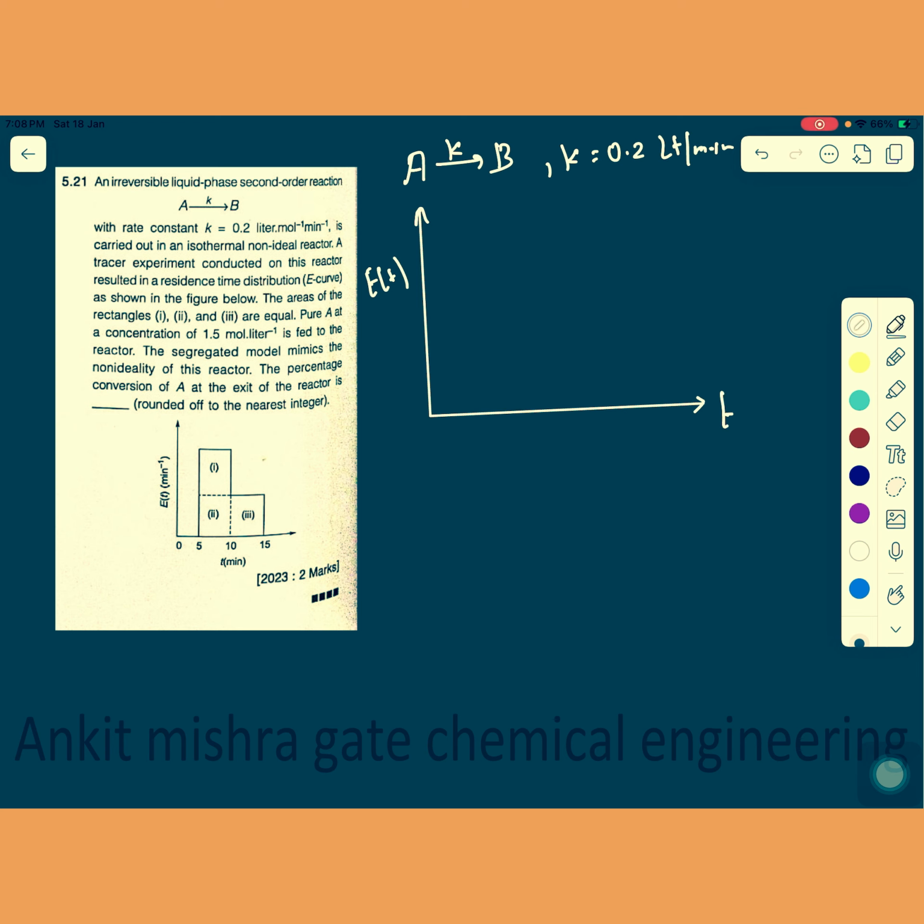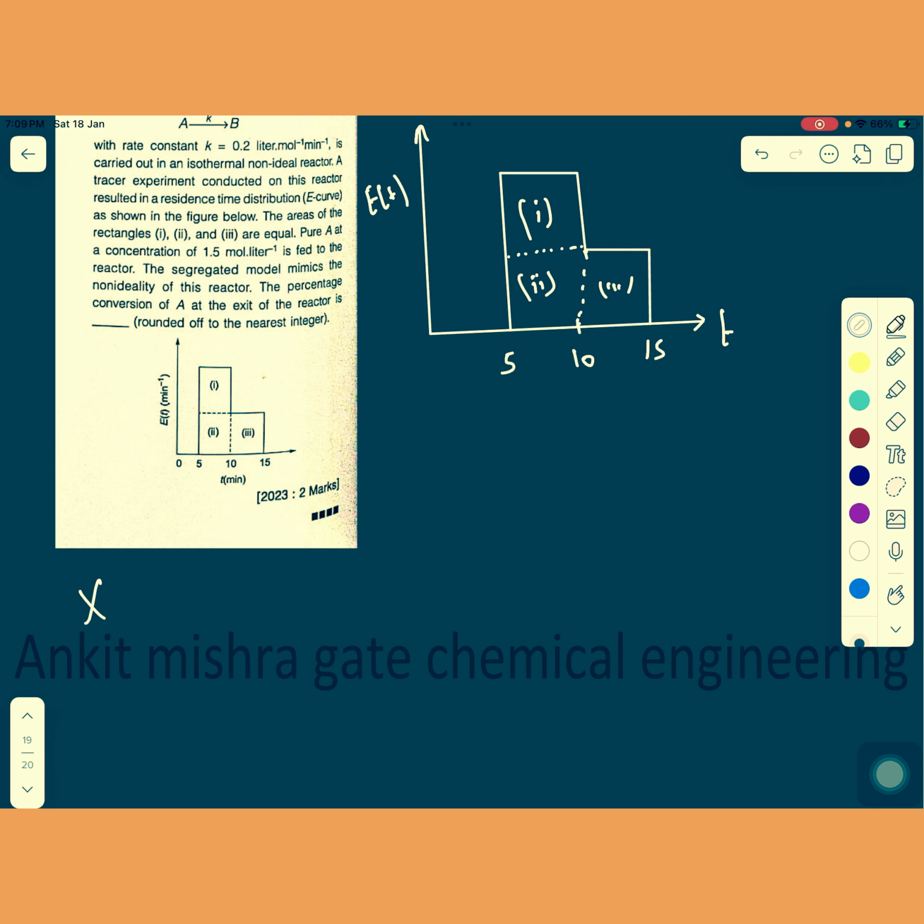So the E(t) versus t curve is given to you, and this curve is like that. So this curve will go like that. Okay, this curve is looking like that. So this point is 10, this is 15, and this is 5, right? So let's model these things like that also. So you can see here this one is given first, this one is second, and this one is third. First you are supposed to calculate the percentage conversion of A at the exit of the reactor, using the segregation model.